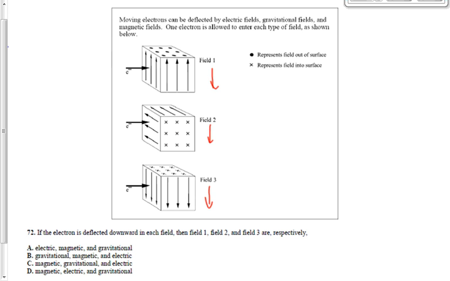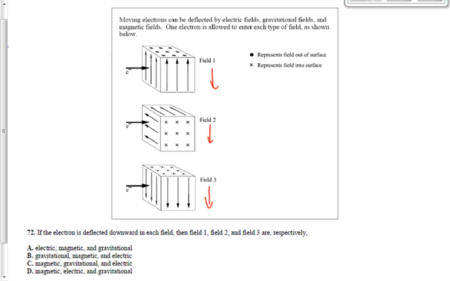What kind of field would push an electron downwards if the field is pointing upwards? What kind of field would push an electron downwards if the field is pointing into the page? What kind of field would push an electron downwards if the field is pointing downwards?